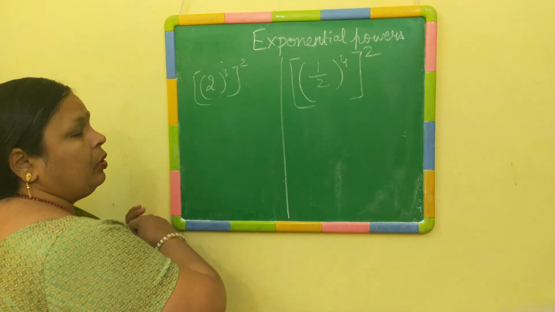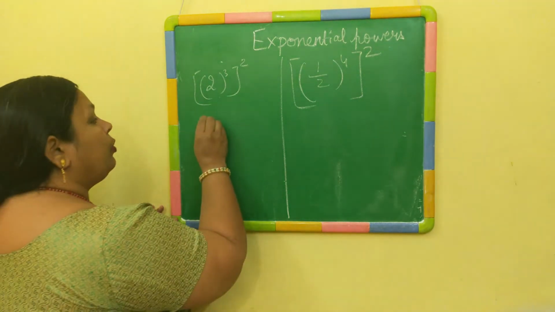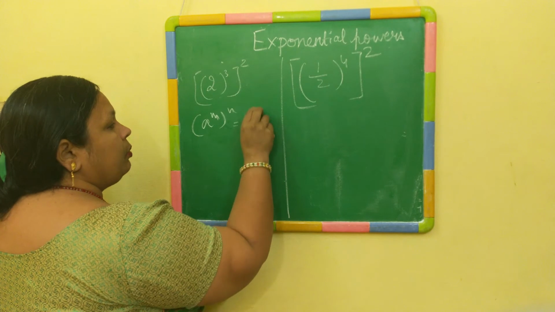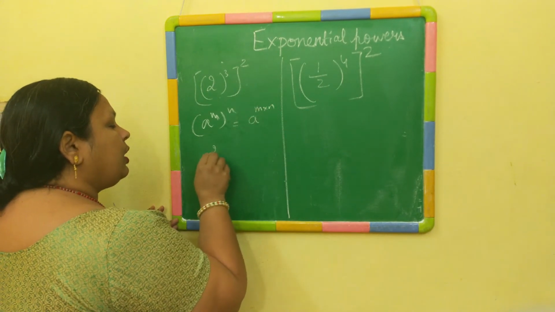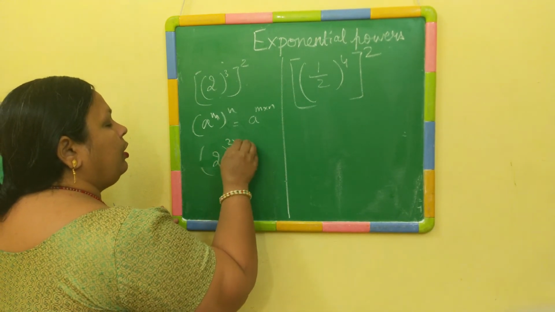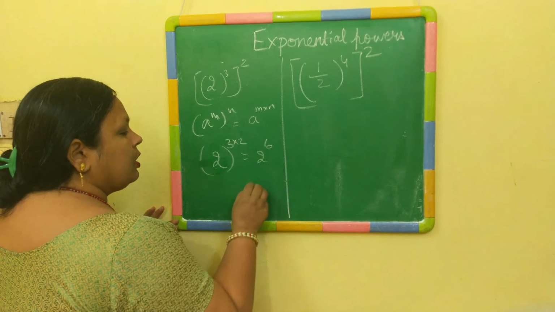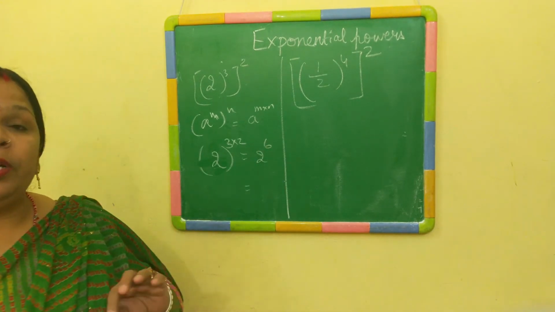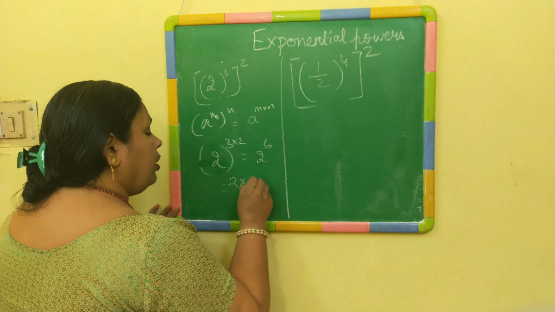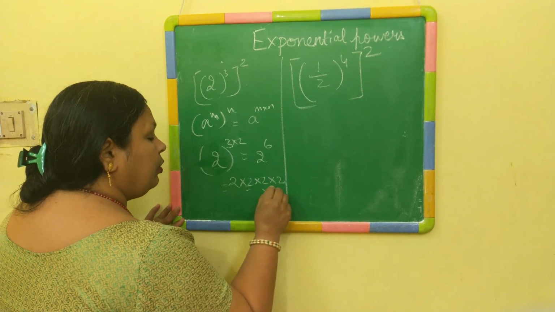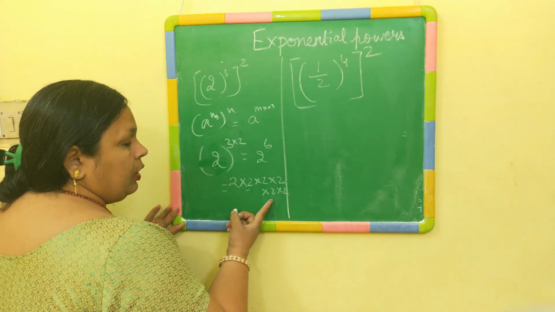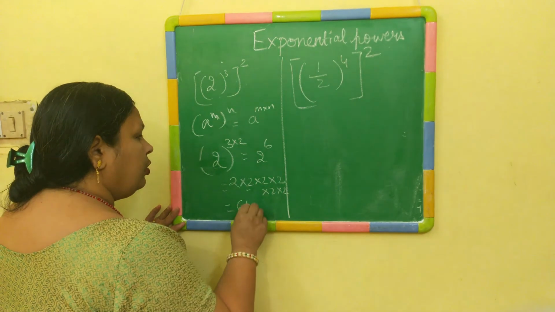2 power 3 whole power 2 is in the form of a power m whole power n. So what was the resultant? It was a power m into n. So the same we will be doing here. 3 into 2 is 2 power 6, which is 2 multiplied 6 times. 2 into 2 into 2 into 2 into 2 and into 2. So 2 2s are 4, 4 2s are 8, 8 2s 16, 16 2s are 32, 32 2s are 64.